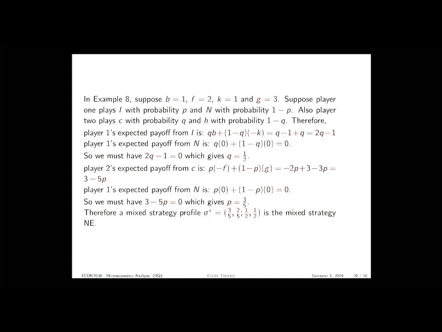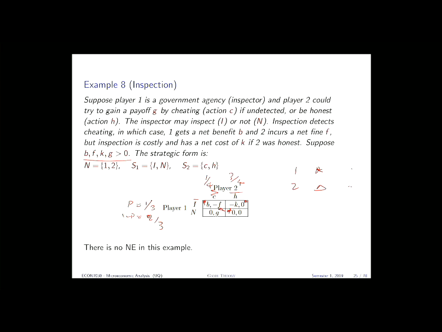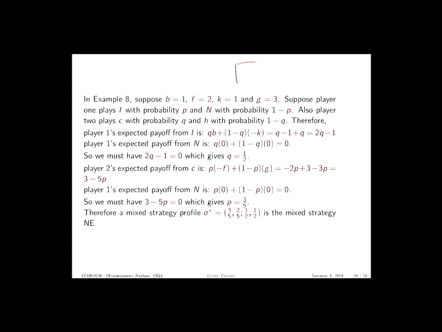So having said these two, we are ready to find a mixed strategy in Nash equilibrium. Now you may say, how? But you will see how very easily. Suppose in that example 8, B is equal to 1, F is 2, K is 1, G is 3. I'm going to draw the example again here. So we have player 1 and 2, I, N, C, H.